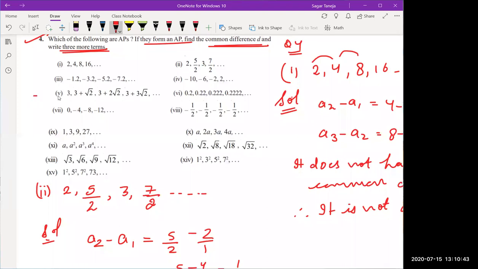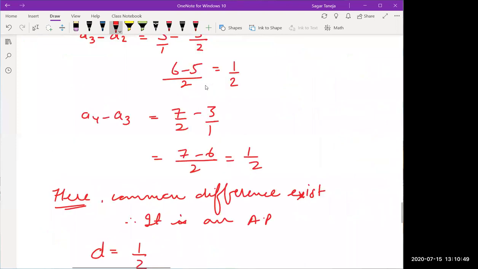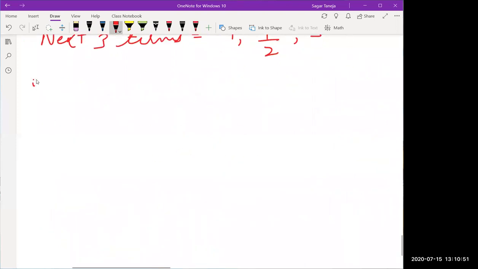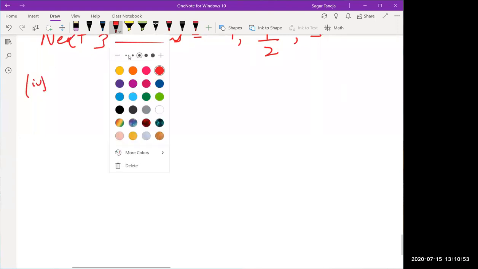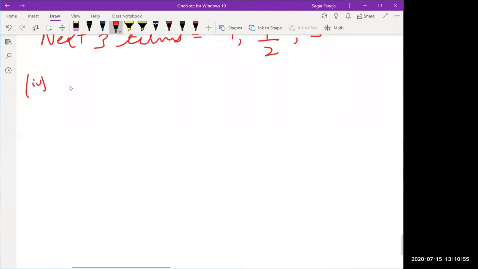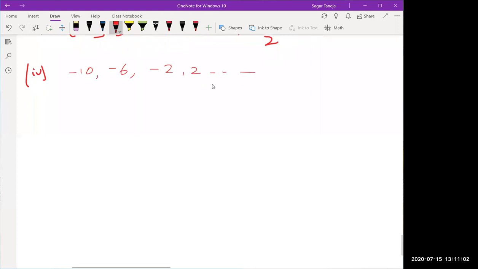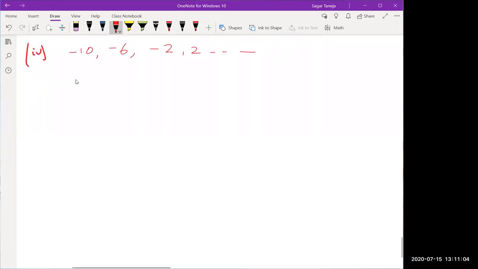So I'm doing now the 4th part. Minus 10, minus 6, minus 2, and 2, and so on. So in the same way, you can solve here also.